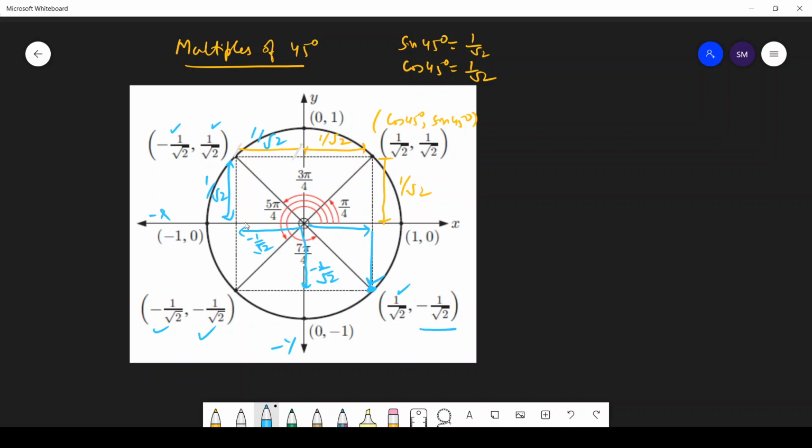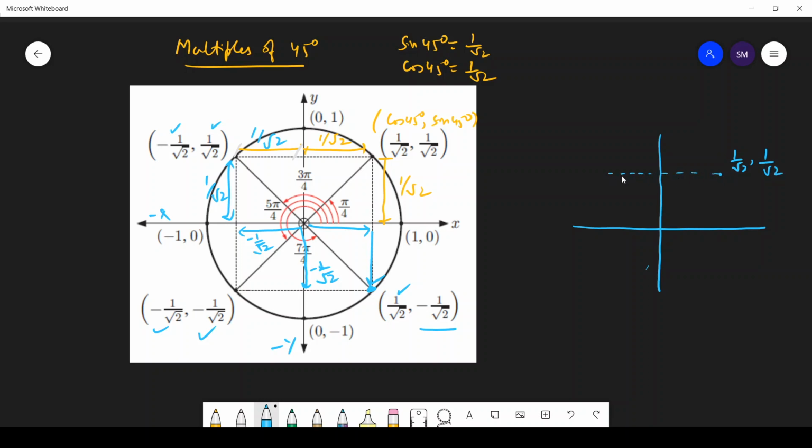So can we plot this or not? Can we plot these coordinates? Yes or no? Students, can you hear me? Yes. So what is the problem we have in plotting these points? This is a point which is 1 by root 2 and 1 by root 2. Okay, as simple as that.